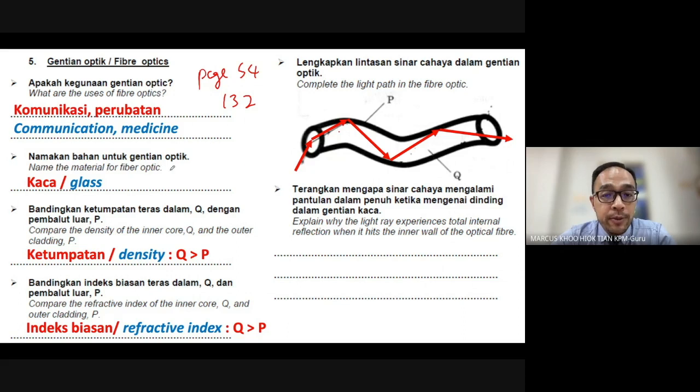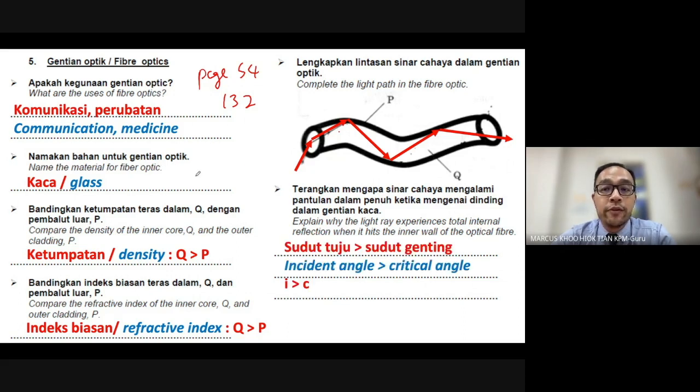So explain why the light ray experiences total internal reflection, the two main factors. Okay, the incident angle is bigger than the critical angle.